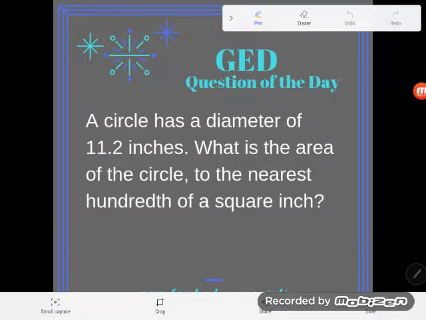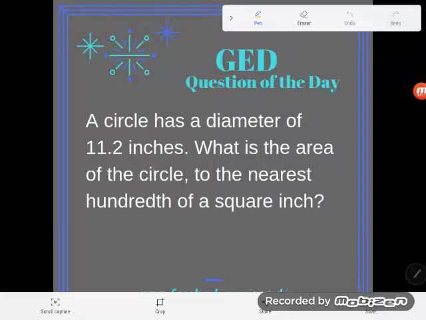Hey GED students, it's GED Question of the Day, and I'm super excited to get to this level of problem with circle problems. This is like our sixth circle problem video, but I'm excited because this is so GED typical. There's a trick to it, and the GED loves trick problems. So let's go ahead and check it out.